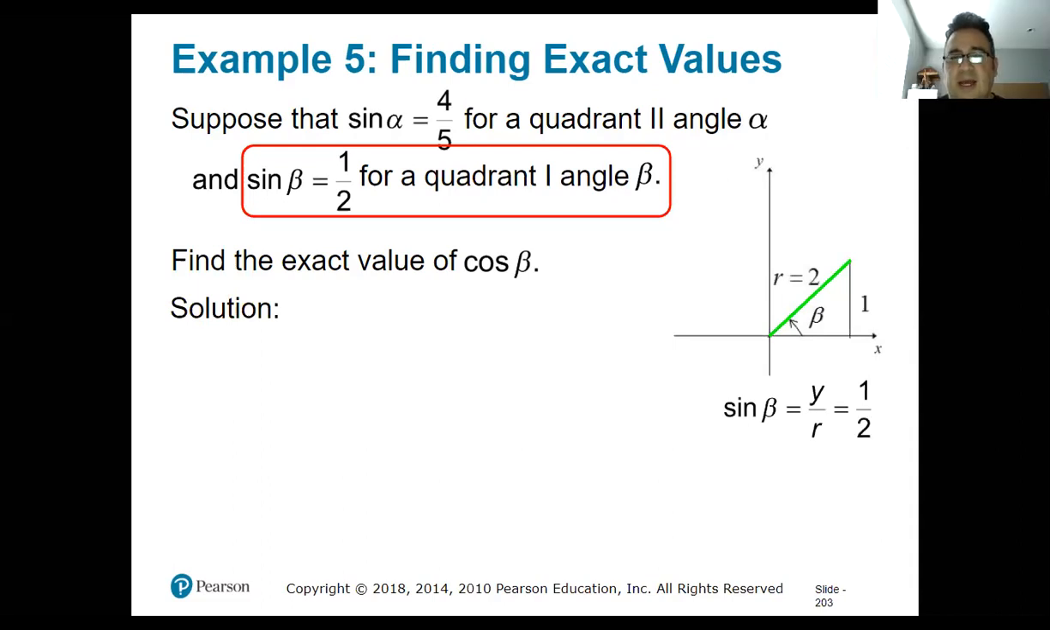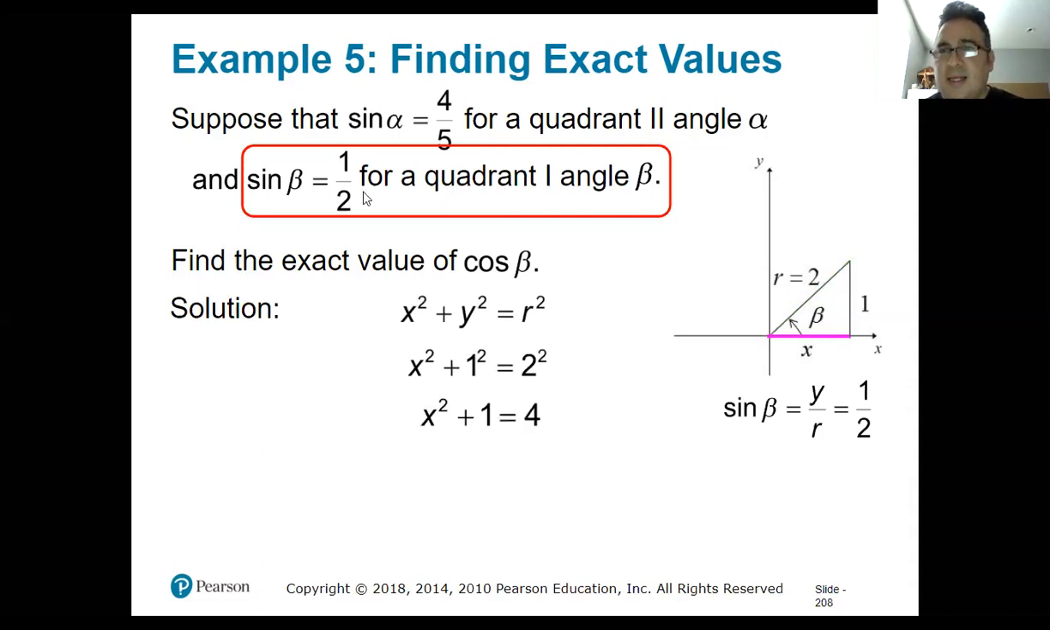And now what can I do to figure out what x is? Pythagorean theorem. So substitute your values. Y is 1, r is 2, and then I'm solving for x. 1 squared is 1, 2 squared is 4, subtract the 1, and I get that x is going to equal the square root of 3.